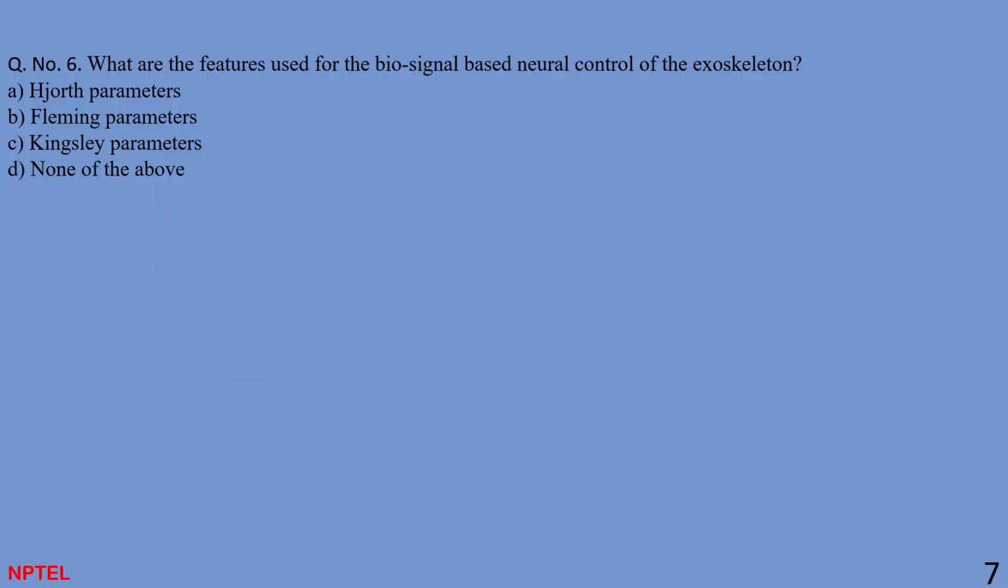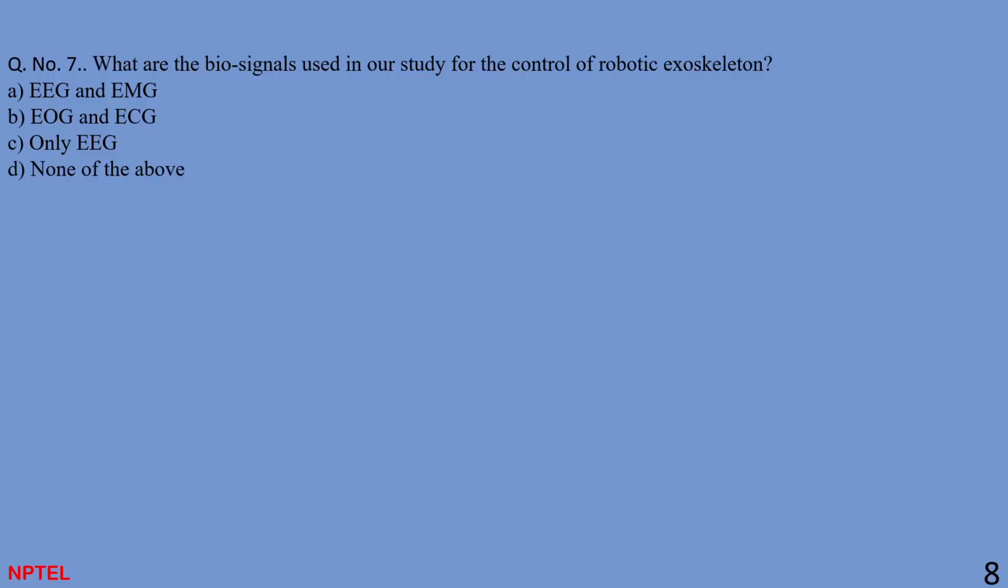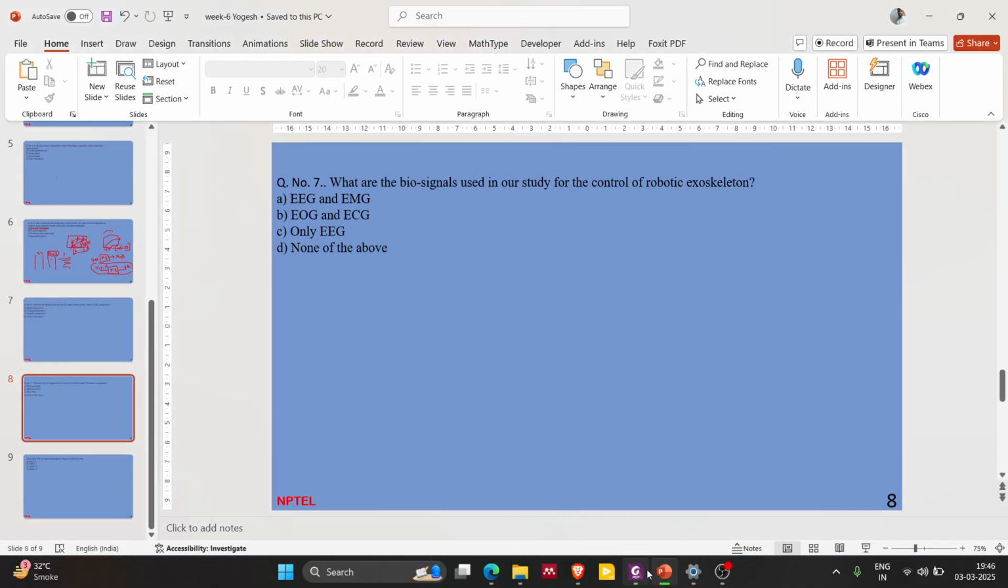Moving to the next question. What are the biosignal parameters used in our studies? There are only two biosignal parameters. There is EEG, which is a brain-based signal, and there is EMG, which is electrode-based.